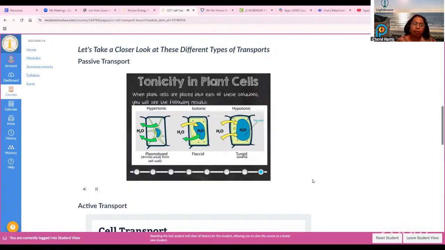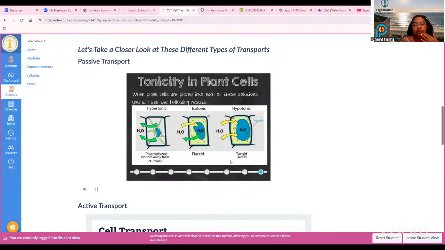In an isotonic solution, there would be the same amount of water and solute both inside and outside the cell. Water would move across the membrane in equal amounts, and the plant cell is called flaccid. In a hypotonic solution, there is less solute and therefore more water outside the plant cells. Water will move into the cells, causing them to swell and become turgid. This would help the plant stand upright.